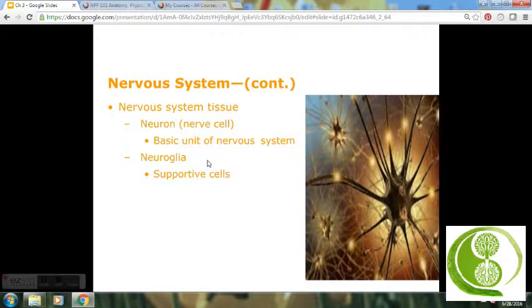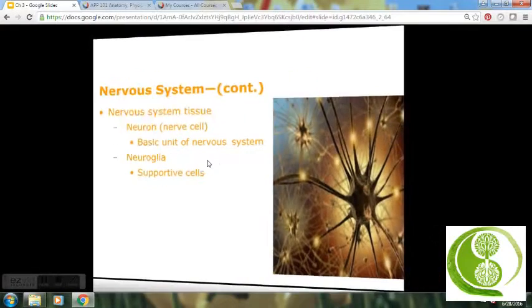Talking about the nervous system tissues again, just a brief overview or review: the neuron, that's the nerve cell. Again, it's the basic unit of the nervous system. And then the neuroglia, those were the supportive cells.